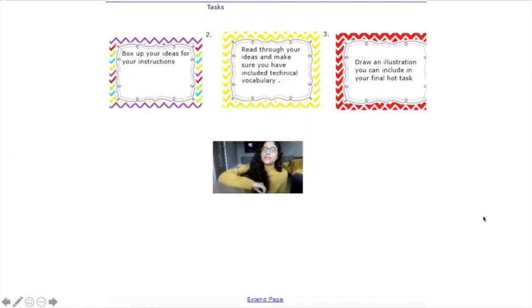Your 3 tasks for today are as follows. Number 1, you're going to box up your ideas for your instructions. Number 2, you are going to read through your ideas and make sure that you have included technical vocabulary. And number 3, you're going to draw an illustration that you can include in your final hot task. Now remember, an illustration has labels, so labeling different parts of your drawing and telling us why you have included it.